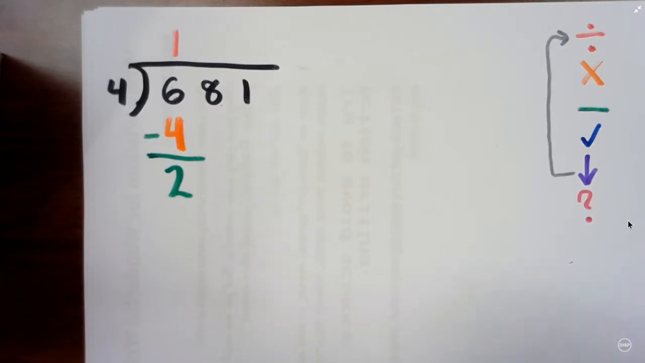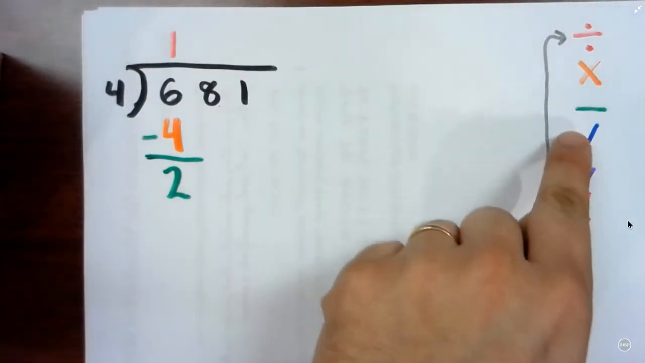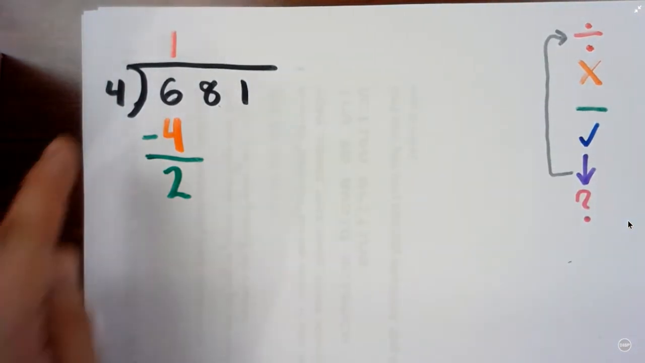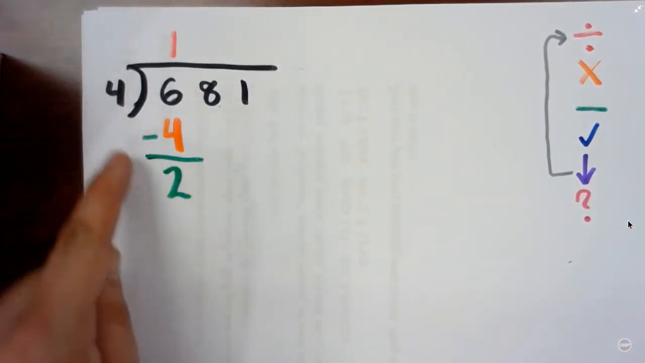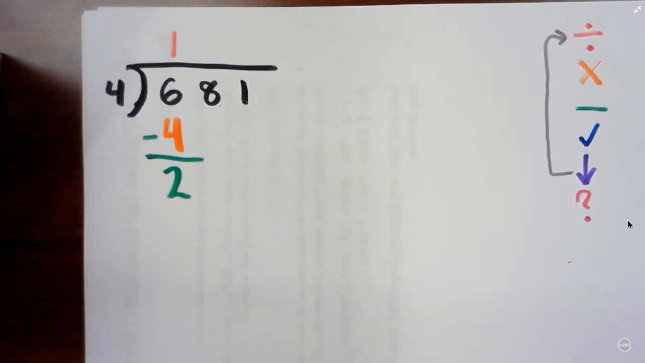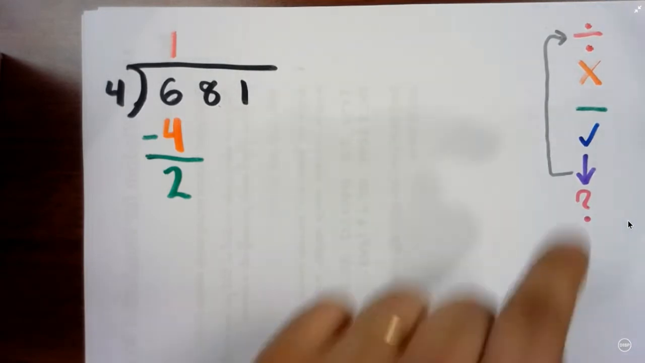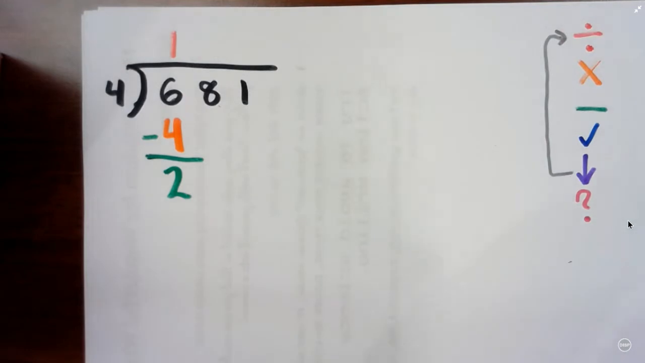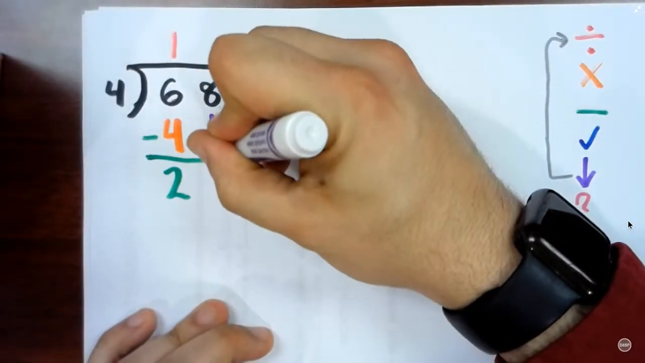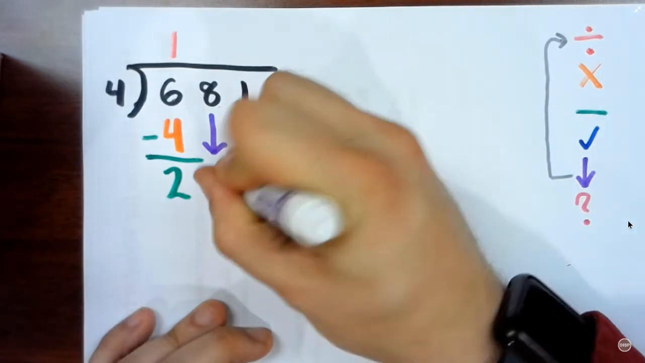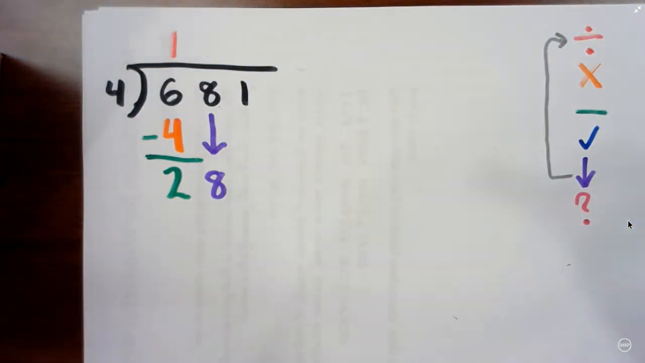I hope you didn't bring it down yet. Remember, we just subtracted. We need to check this. Can 4 go into 2? Can I fit 4 cars into 2 parking spots? No, I sure can't. So now I'm going to bring down my next place value. In this case, the tens place. I'm bringing down that 8. And now the cycle restarts. Please do the next step.